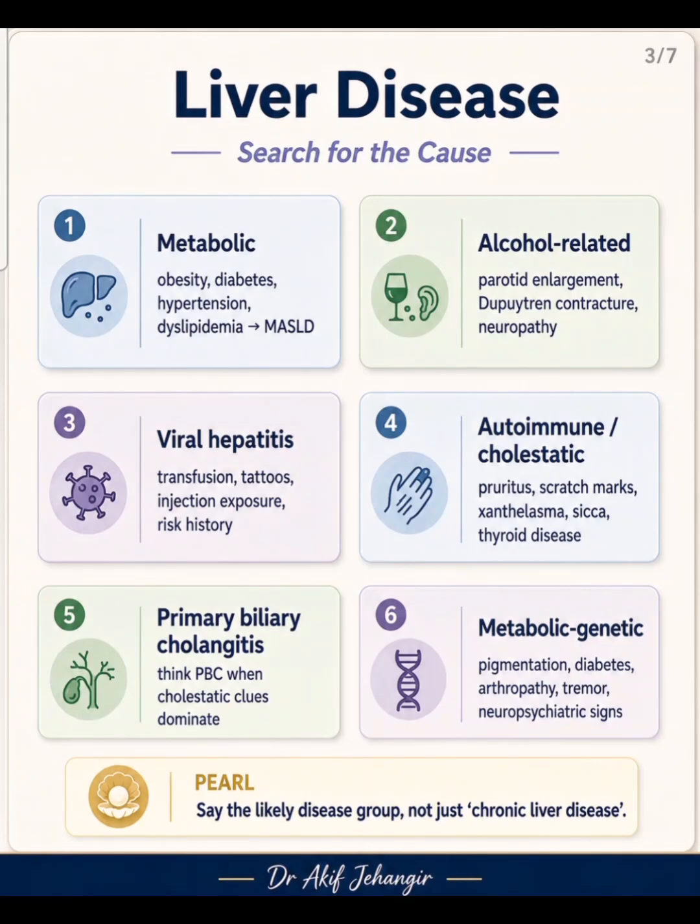Parotid enlargement, Dupuytren contracture, and neuropathy suggest alcohol-related disease. Tattoos, transfusion history, injection exposure, or high-risk history raise concern for viral hepatitis. Pruritus, scratch marks, xanthelasma, Zika symptoms, or thyroid disease suggest autoimmune or cholestatic liver disease, including primary biliary cholangitis. Pigmentation, diabetes, arthropathy, tremor, or neuropsychiatric signs should make you consider hemochromatosis or Wilson disease.